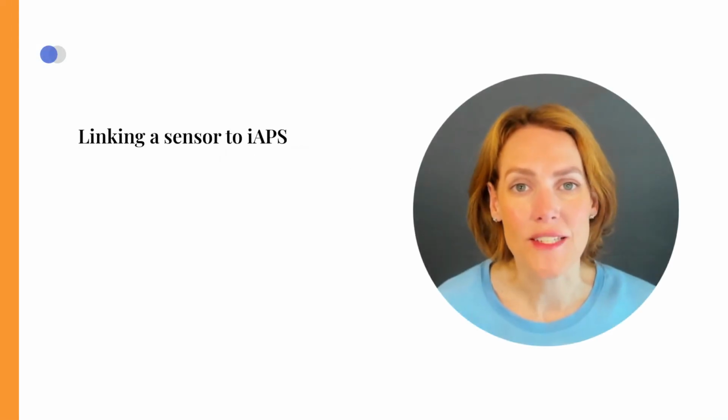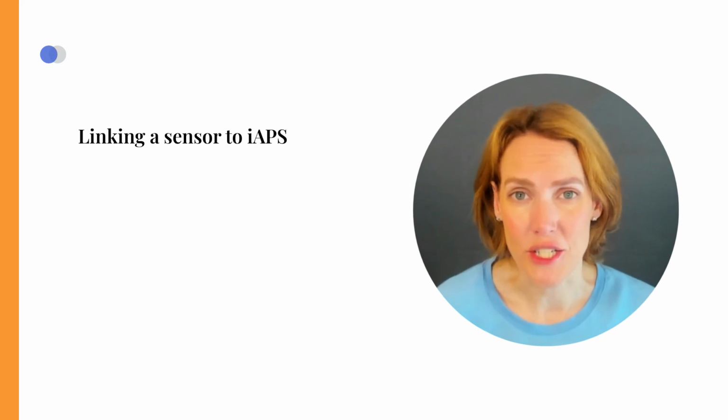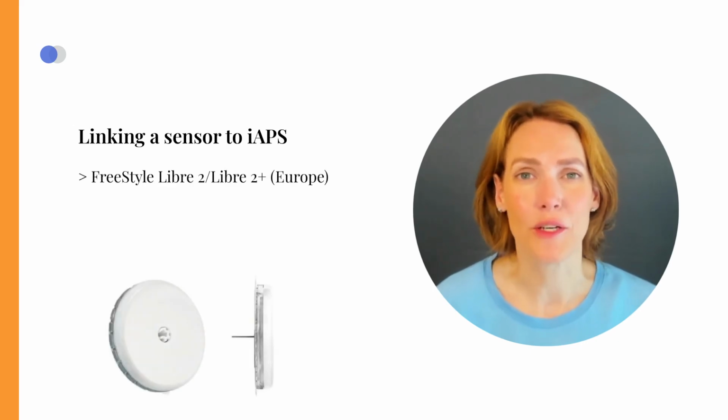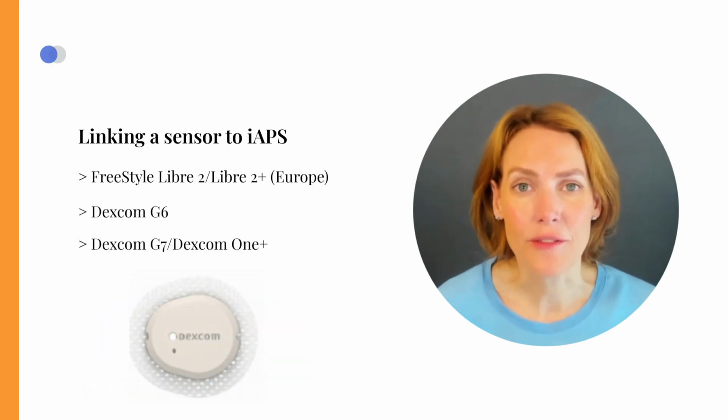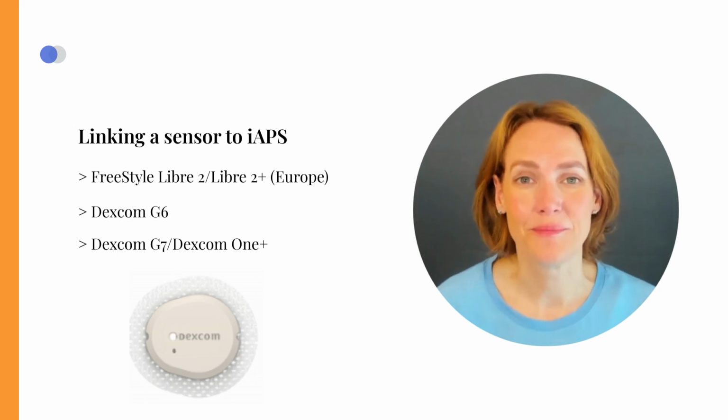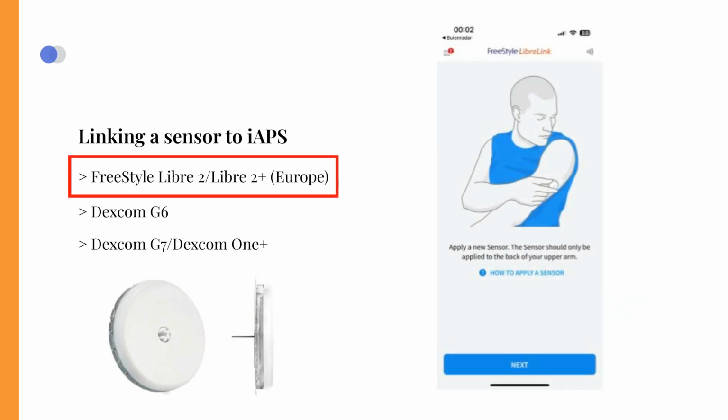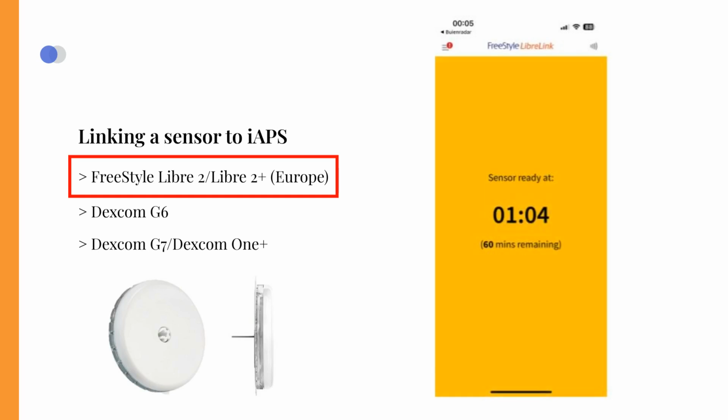Let's delve into the process of connecting the most used sensors such as the Freestyle Libre 2, 2 Plus, Dexcom G6, G7, and 1 Plus. For European Freestyle Libre 2 or 2 Plus sensors, the initial step involves starting your sensor via the LibreLink app. After the 1-hour warm-up period, you can make the connection between your sensor and the iAPS app.